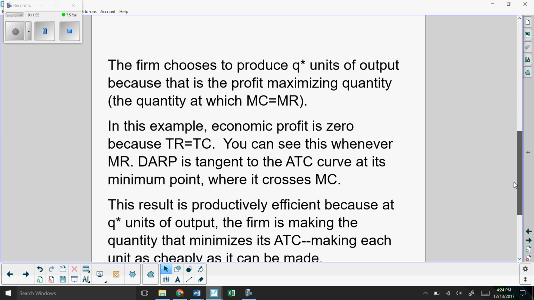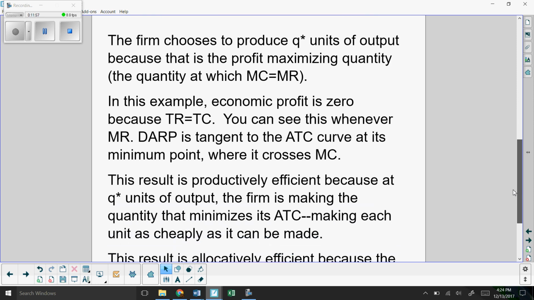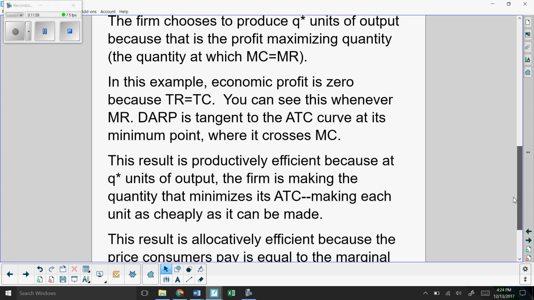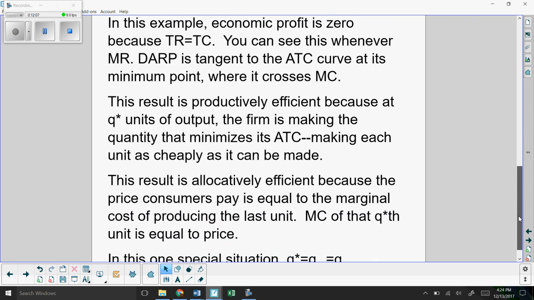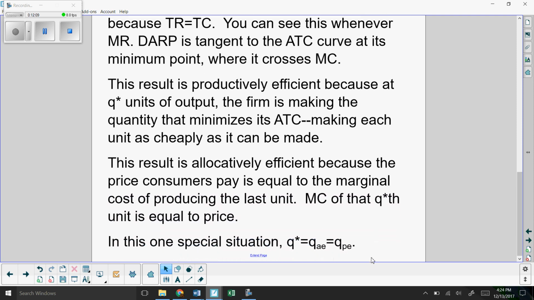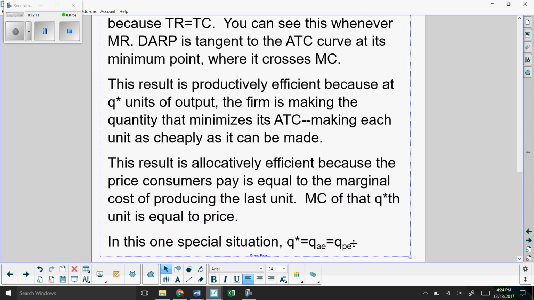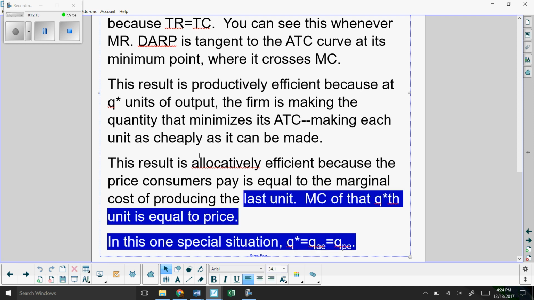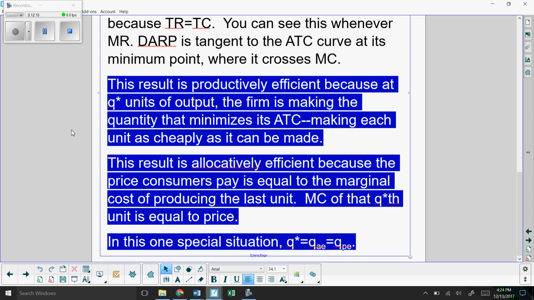In this example, you can see that's why economic profit is 0. We went through the TR equals TC, and your eyes will become glued to the idea that when Mr. DARP's tangent to the bottom of ATC, then there you go, you know that's a break-even situation in long-run equilibrium. In terms of evaluating the outcome, we like to think about, is this situation economically efficient? And that's where you're looking at this section here.